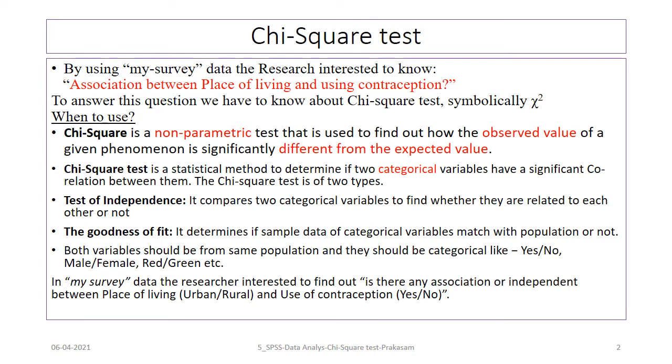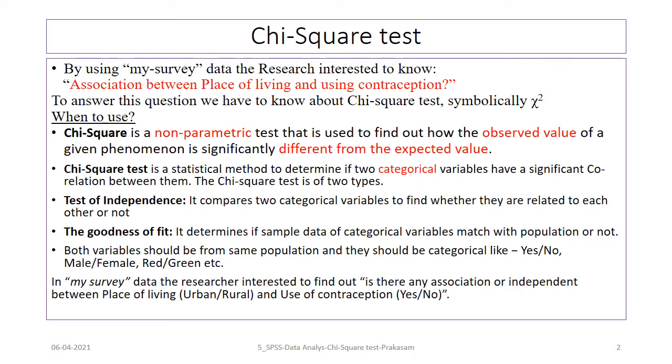Chi-square test is used when we want to determine if two categorical variables have a significant correlation between them. That is most important. Categorical variables have a significant relation between them. The chi-square test is used to find out the test of independence and the test of goodness of fit.